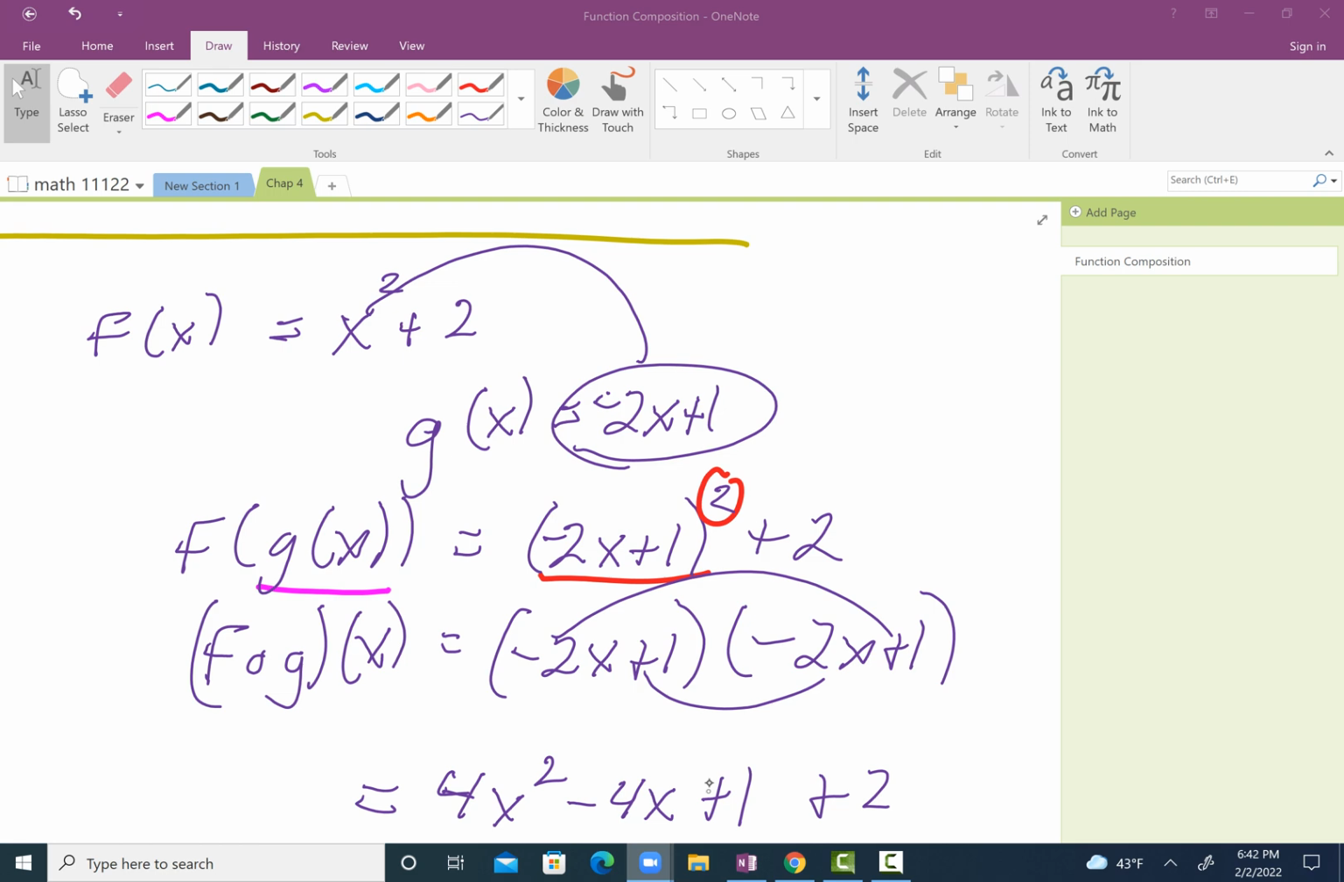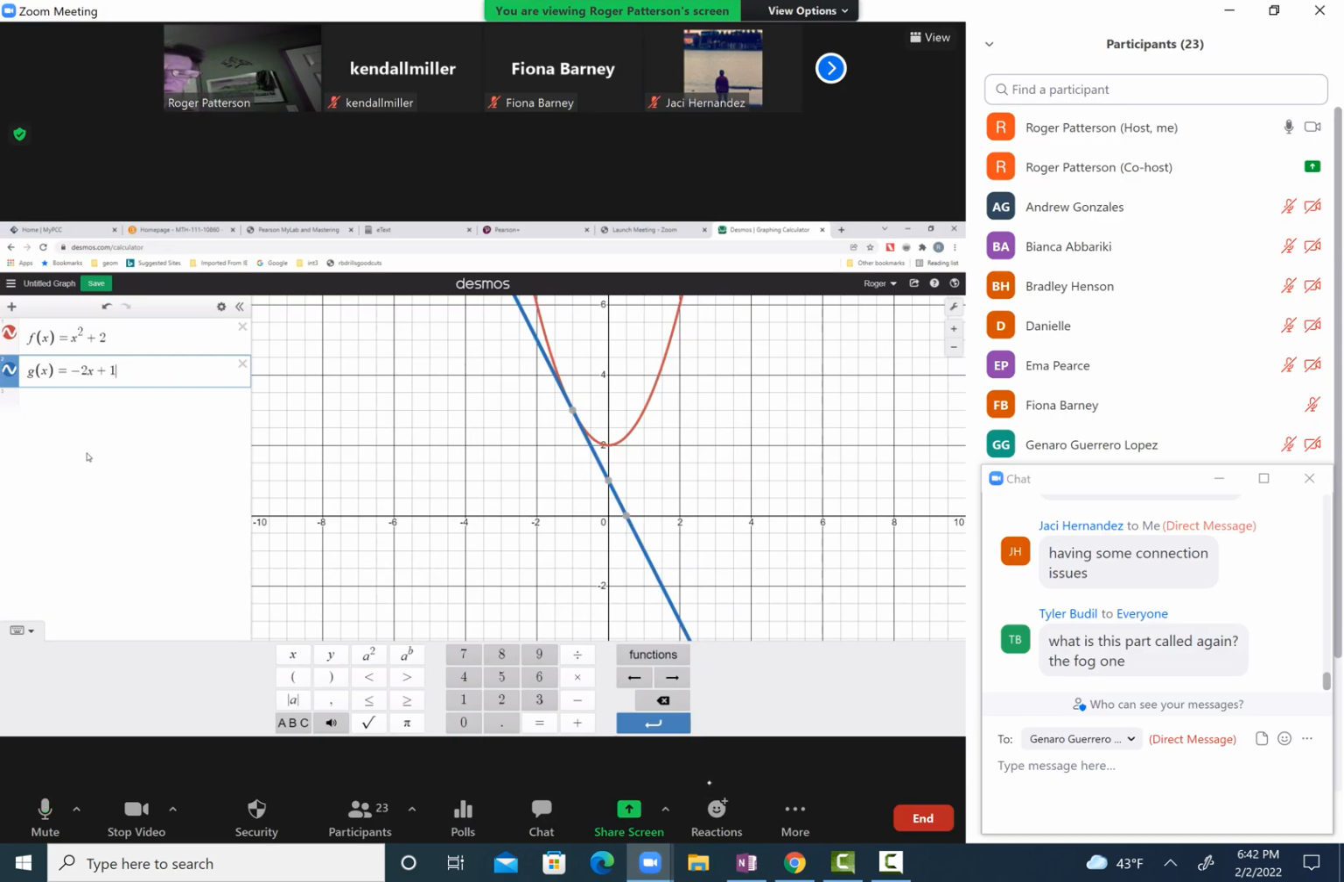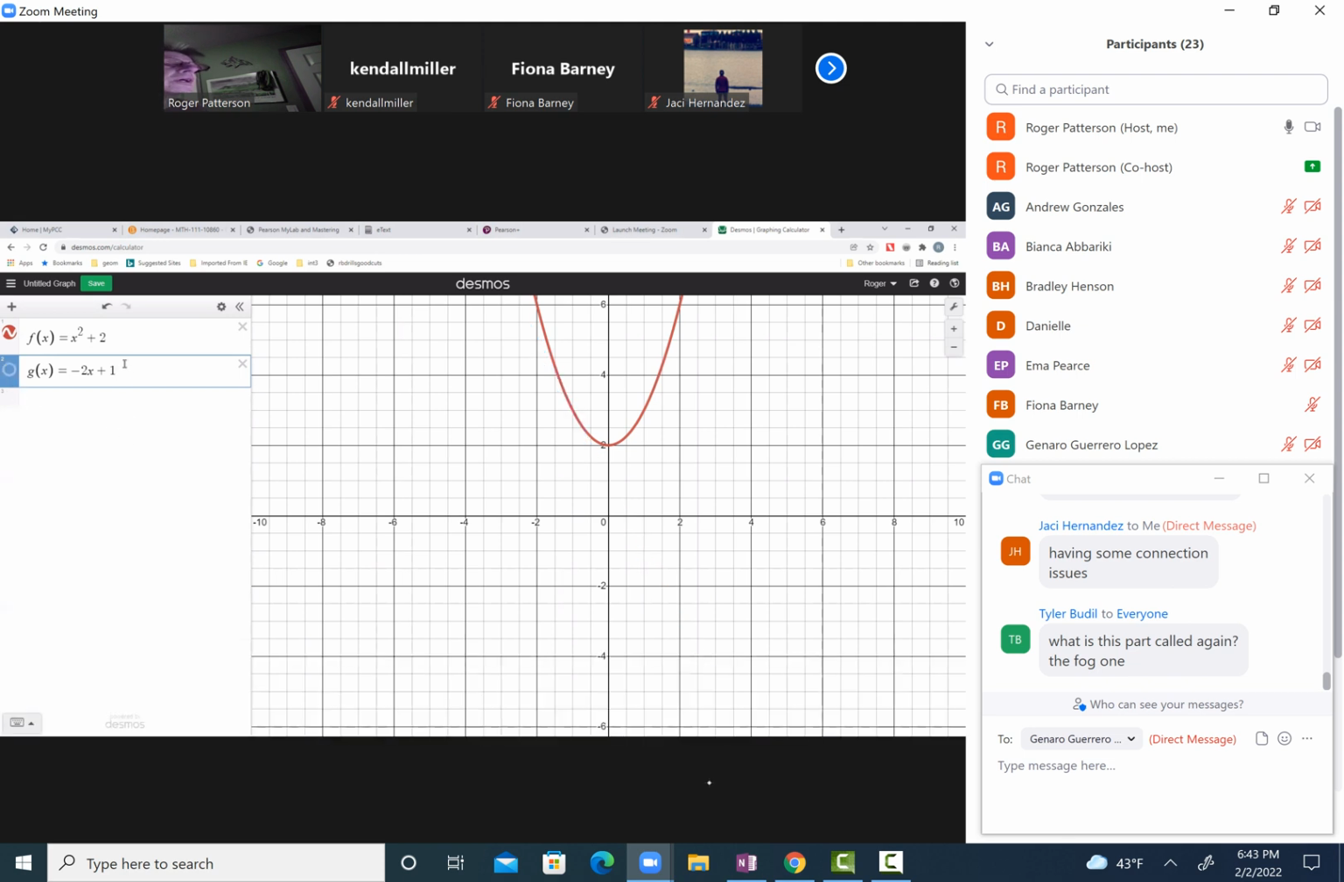I'm going to go back to this so that people can see what we're doing. So there that is. Before I graph the composition, I want to talk about this for a minute. So let's clear the blue one off for right now. I'm just going to click it the other way. So here's the g function here.